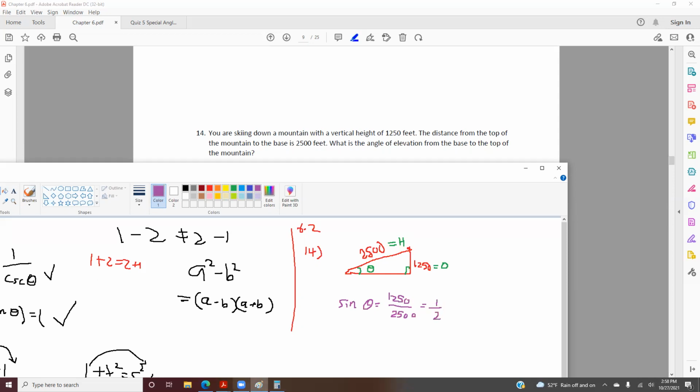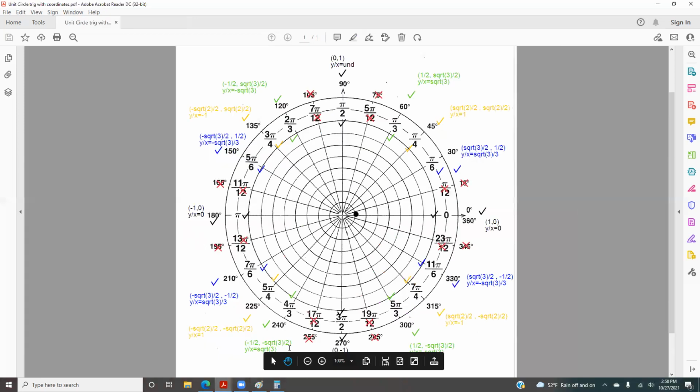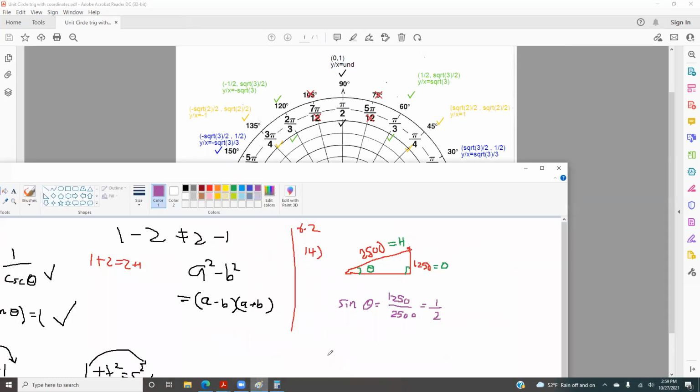So can someone tell me, using the unit circle, what is sine theta equals to 1/2? What angle gives us sine theta 1/2? 30. So it's 30 because sine is your y, so it's 30 degrees or pi over 6. Now you cannot do 150 because your mountain cannot look the other way, so it has to be 30 degrees. So your answer in this case will be 30 degrees. You guys all right here?